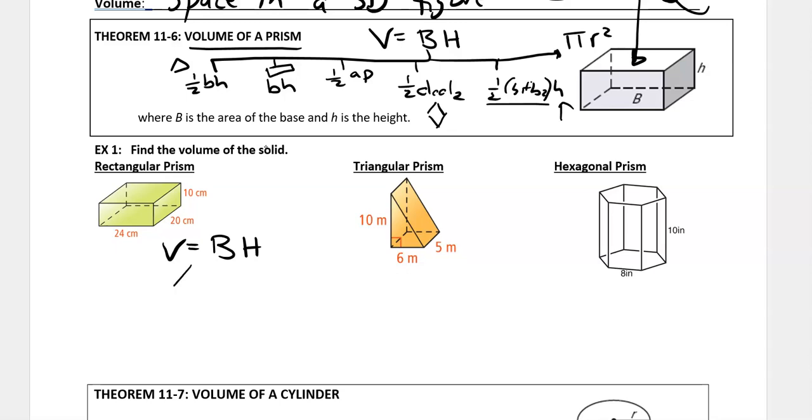Okay. So now I know that the area of the base, since it is a rectangle, is 24 times 20. That is the area of the base, and the height of the figure is 10. I'm all about being lazy and efficient. Once you show me what you're putting in your calculator, then just put it in your calculator. So put 24 times 20 times 10 in your calculator and press enter.